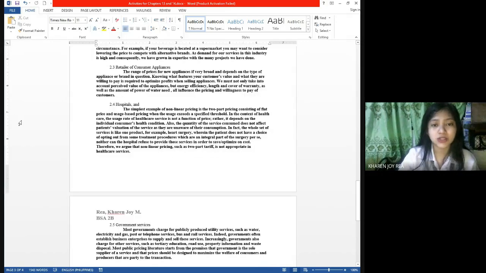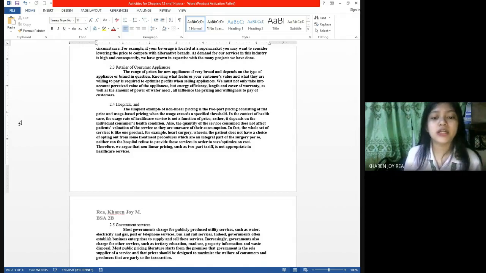Next is hospitals. So hospitals, the simplest example of nonlinear pricing is the two-part pricing consisting of a fixed price and usage-based pricing when the usage exceeds a specified threshold. In the context of healthcare, the usage rate of healthcare service is not a function of price. Rather, it depends on the individual consumer's health condition. Also, the quantity of the service consumed does not affect patients' valuation of the service as they are unaware of their consumption. In fact, the whole set of services is like one product.